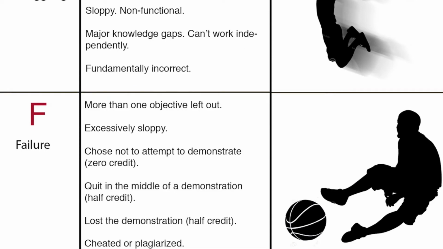It could be excessively sloppy. Generally, the student chose not to demonstrate, or they quit in the middle of a demonstration. Maybe they lost the demonstration, and with nothing to show, besides my memory of having seen them work, they earn half credit. If they cheated or plagiarized, that would be an instant 0. And sometimes students end up in this area on technicalities, which you'll see a little bit later.